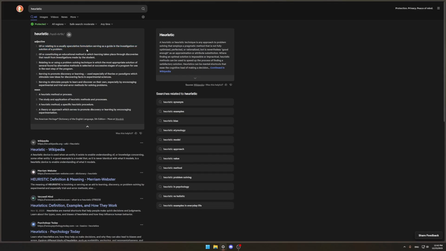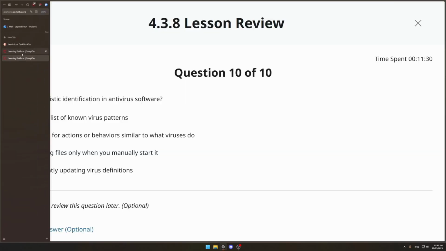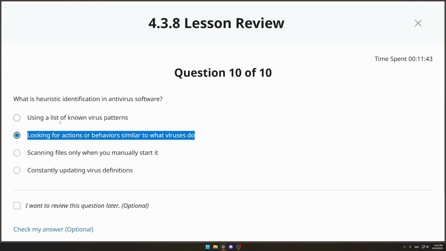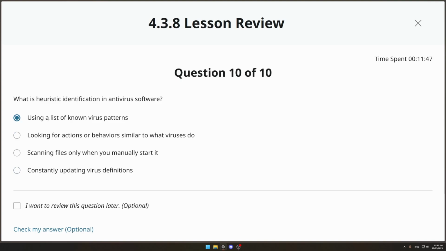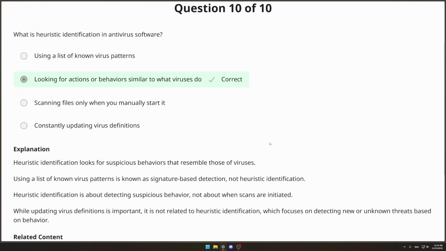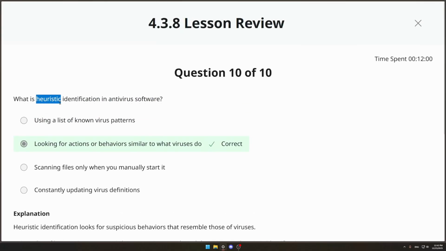usually speculative formulation serving as a guide in the investigation or solution of a problem. Okay. Looking for actions or behaviors similar to what viruses do. Probably say that's the one because it doesn't know for sure, like a list would tell you. Or using a list of known virus patterns. There we go. Yes, if being heuristic means to look for patterns where you are having to basically surmise your own inclinations, this would be the best answer, right?